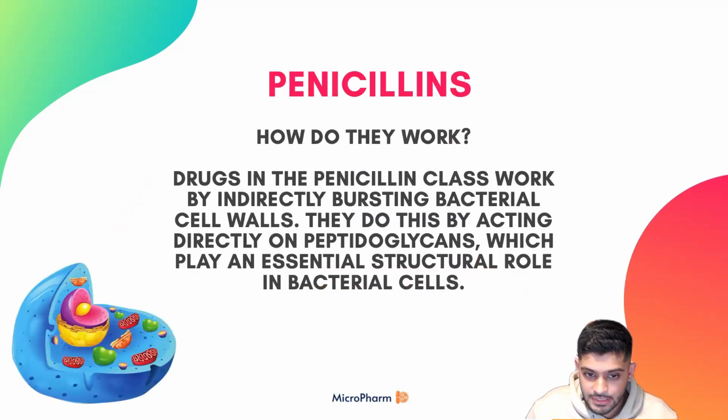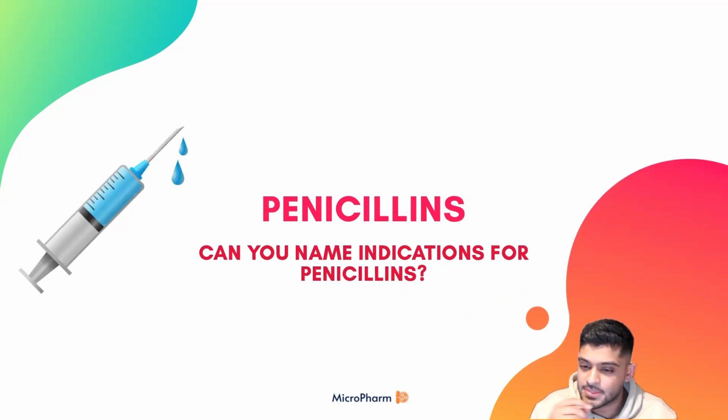So, like we said, they work by indirectly bursting bacterial cell walls, and they do so by acting directly on peptidoglycans, which play an essential structural role in bacterial cells. And therefore, by breaking down those cell walls, they can render it ineffective. Can you name some indications for penicillins? When you name an indication, also name the penicillin that you would recommend.